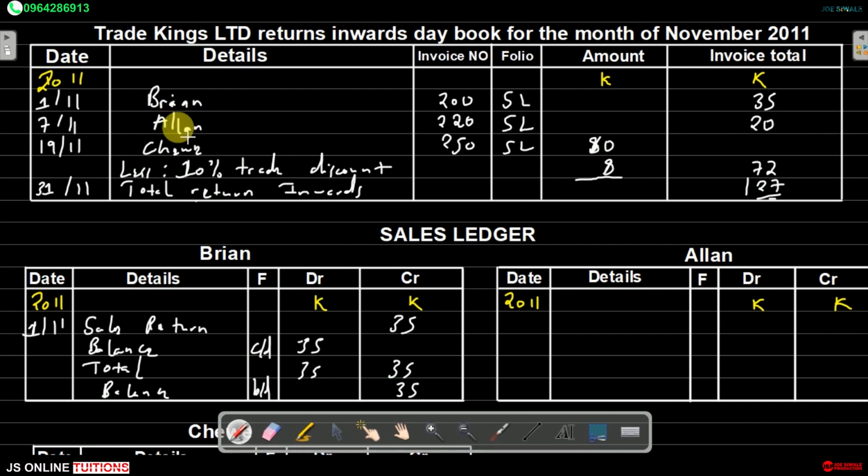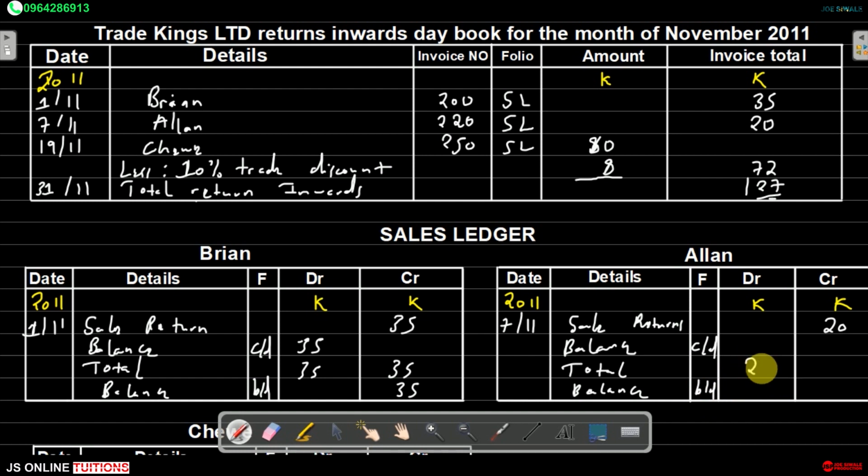So the next transaction involved the customer named Alan. So we're going to write down the account for Alan there. Then as you can see, we only had one transaction for that customer, and that amounted to 20 kwacha. So we're going to say on the 7th of November there, we'll say sales returns, and we're going to credit it with 20. So since we only have one transaction there, that means that we can balance up this account. So we'll say balance carried down, and we have total there, balance brought down.